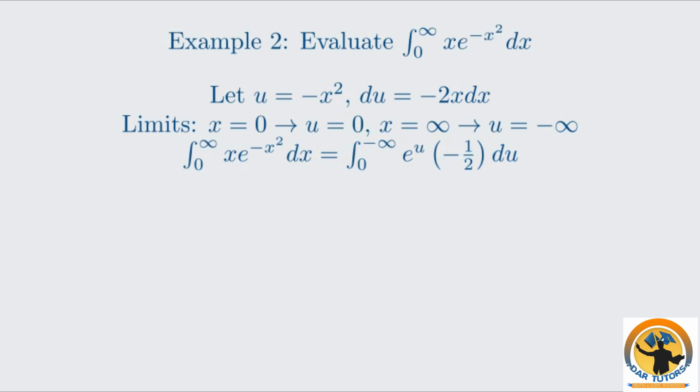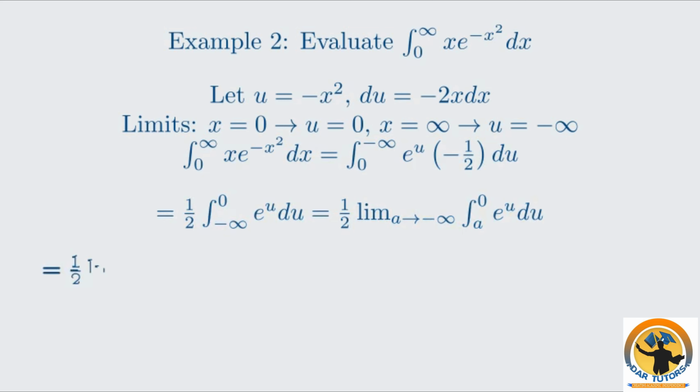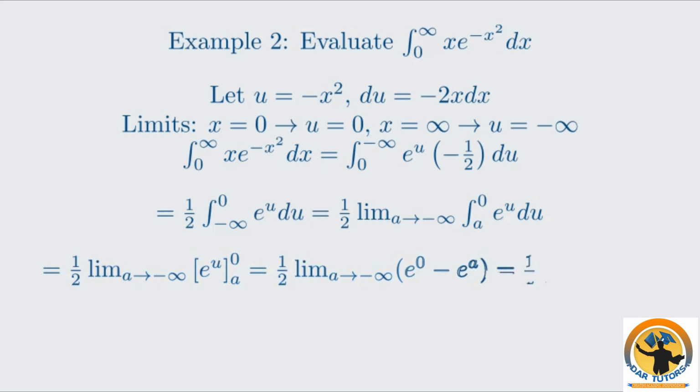We can flip the limits of integration by changing the sign. This is 1/2 times the integral from -infinity to 0 of e to the u du. Now we use the limit definition. The antiderivative of e to the u is e to the u. Evaluating this gives 1/2 times the limit of 1 minus e to the a. As a approaches -infinity, e to the a approaches 0, so the limit is 1/2. This integral converges to 1/2.